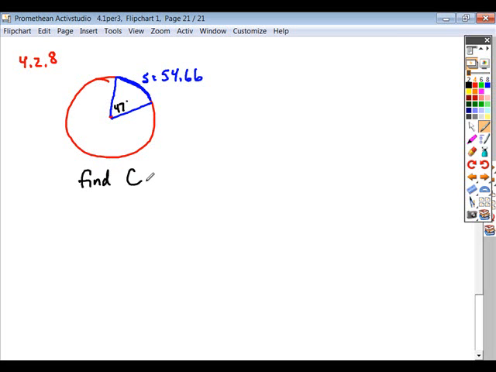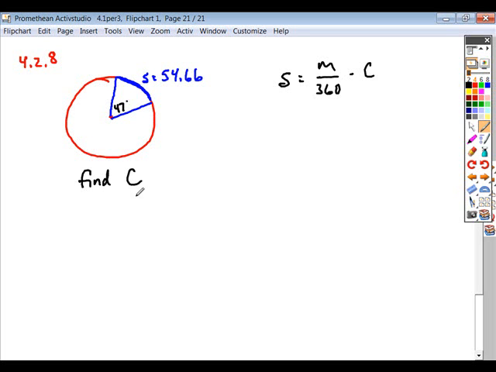So for this problem, the way that you're going to set it up is you take the equation of the element involved, which is arc length. Arc length is m over 360 times c. Now, you could vary this formula. You could have a 2 pi r or a d pi here instead of the c, but really you have these three different forms.